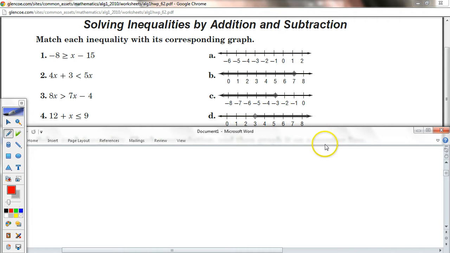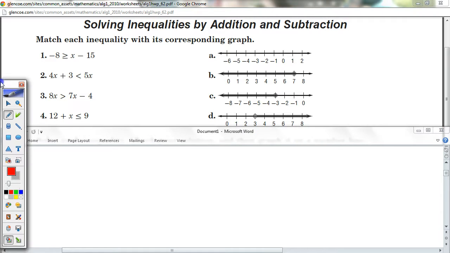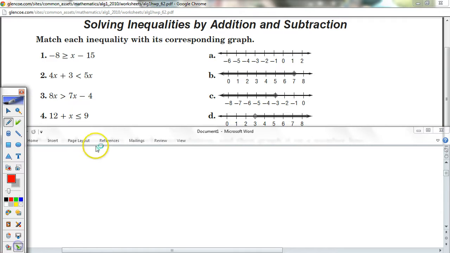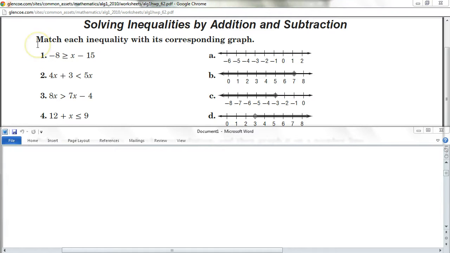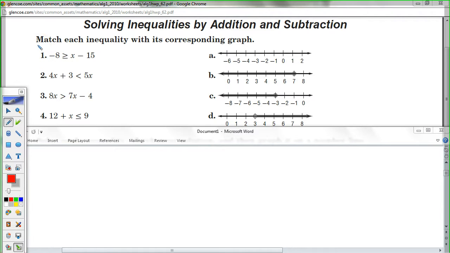This is the practice portion of 5.1, solving inequalities by addition and subtraction. Okay, so we just learned how to solve inequalities. It's just like solving equations, but we have different signs here. So let's practice some. Alright, match each inequality with its corresponding graph.